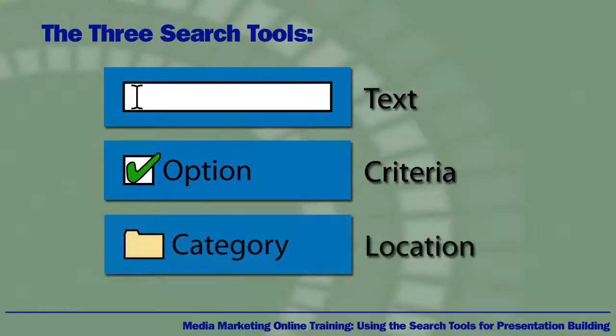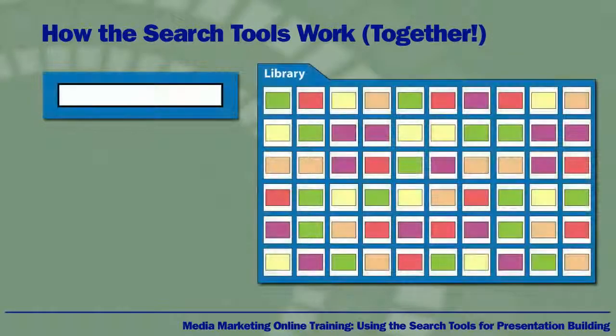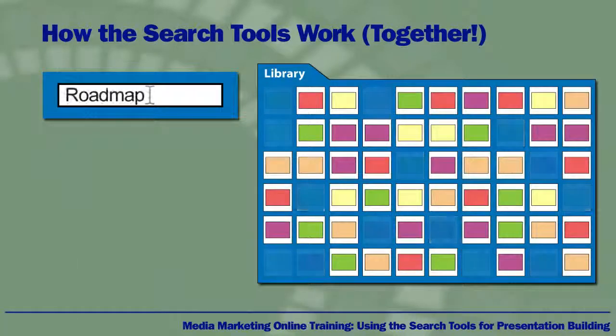The third tool is the location. Location determines where in your library you're going to conduct your search. Location isn't used on its own, but it is used to augment either the text search, the criteria search, or both. The three tools work together to drill down into your library and find the specific content you're looking for.